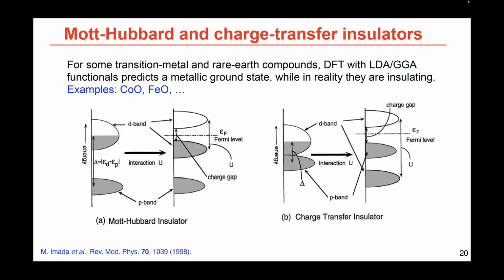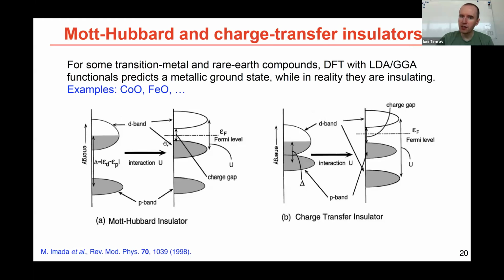Does this happen in reality, or is this a hypothetical model, a simulation? Thank you for the question. This happens in real materials. Examples are iron oxide and cobalt oxide. In iron oxide, I don't remember if it's Mott-Hubbard or charge transfer. Probably it could even be a mixture of the two.